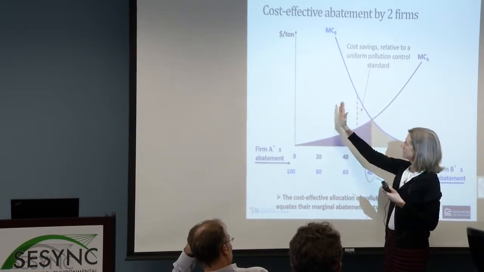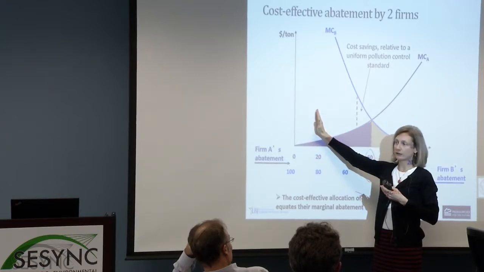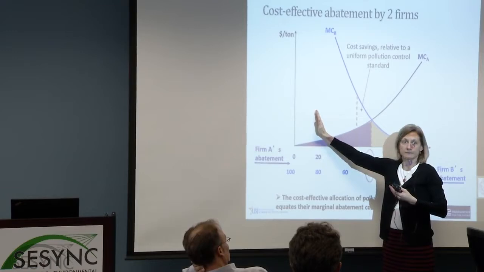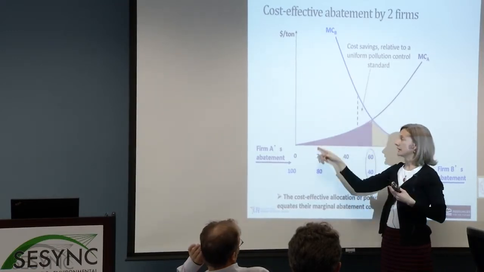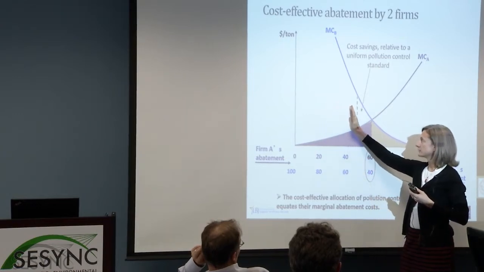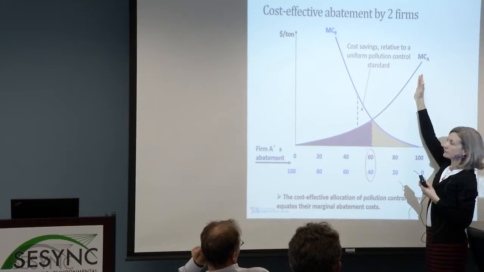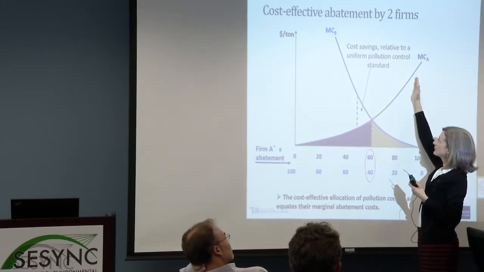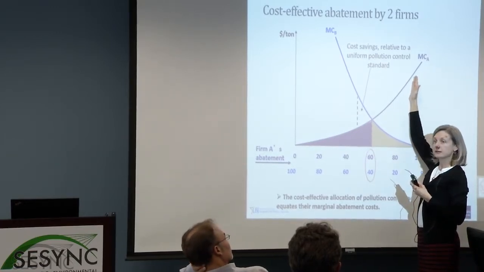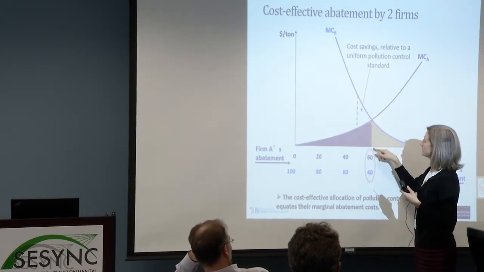And again, if I started out at 20-80, giving firm A 20 tons of responsibility and B 80 tons, the same thing would be true. I would just get more trading. B's costs are even higher than A's at that level, and so the incentive is even stronger to trade, again until we move to the point of intersection. Or I could start out at 100-0, giving firm A all the responsibility and firm B nothing. And then I'd find these gains from trade, and we'd end up back at 60-40.